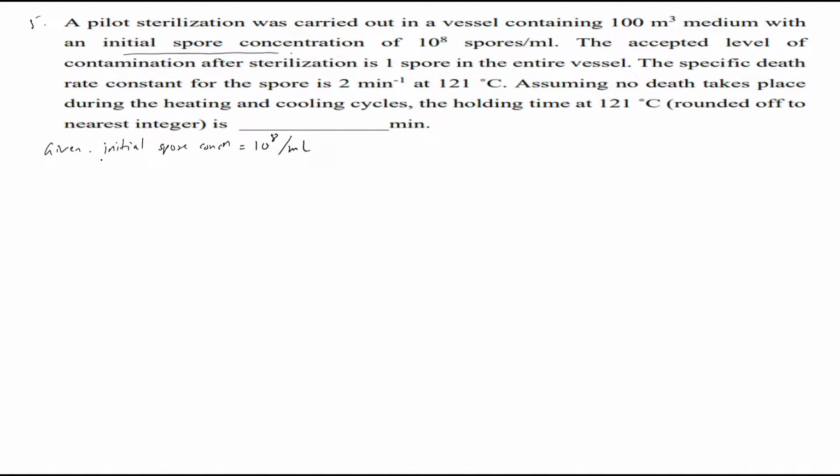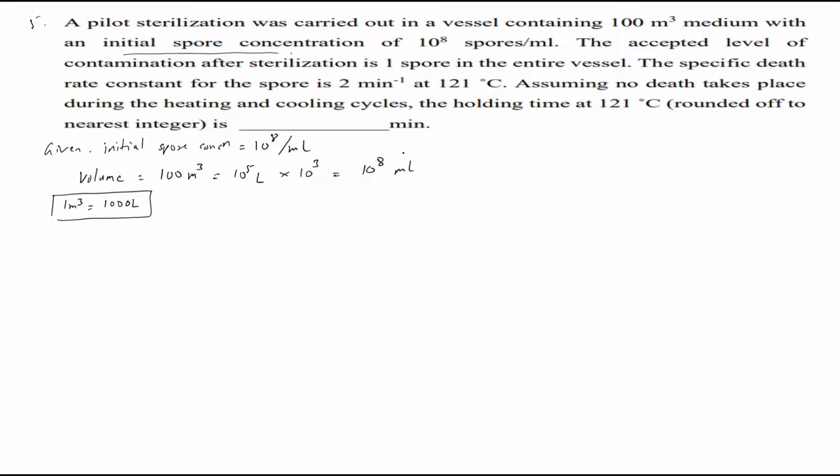And what is the vessel volume? The volume of the vessel is 100 meter cube. We have to convert it into ml. You will know that 1 meter cube is equal to 1000 liters. So it will be equal to 100 into 1000, 10 to the power 5 liters. And 1 liter consists of 10 to the power 3 ml. So the answer will become 10 to the power 8 ml.